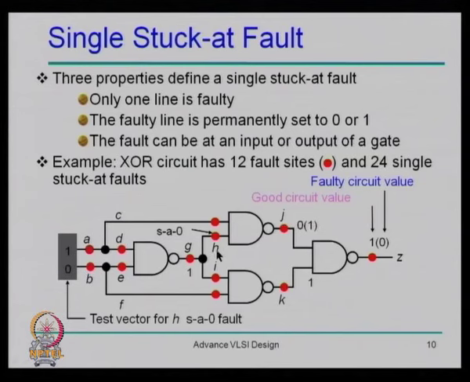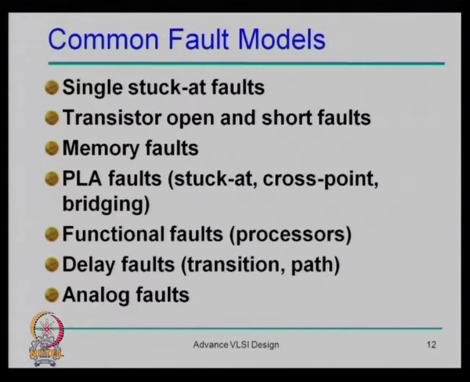Now, working in the same direction, earlier we discussed that if there is a stuck at 0 fault at line H, and if I apply input as say 1 0, will it detect this stuck at 0 fault? It will, because the good circuit value would be 1, and the faulty circuit value would be 0, and hence this can detect this particular fault. So, by modeling these faults as single stuck at faults, we can generate a compact test set, and we have seen that we can reduce the problem from an exponential problem to a linear complexity problem.